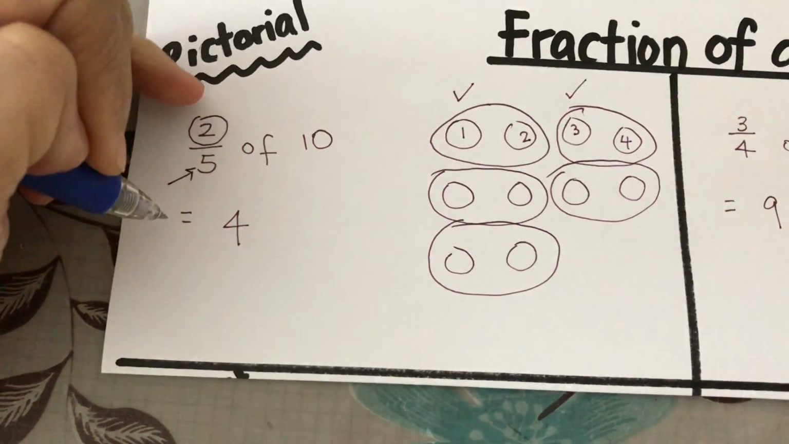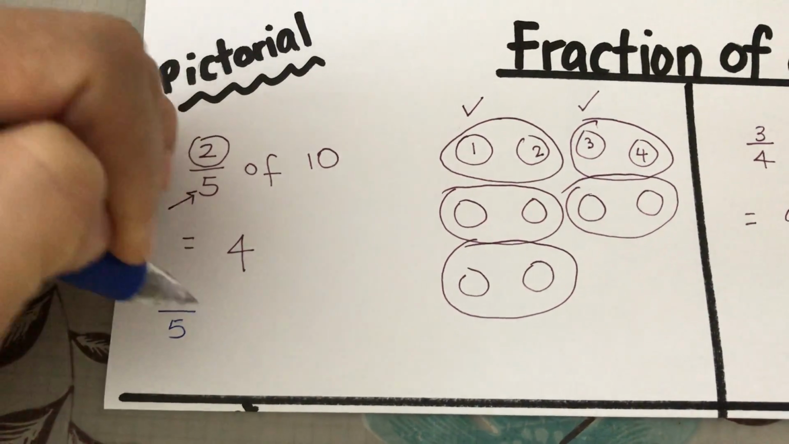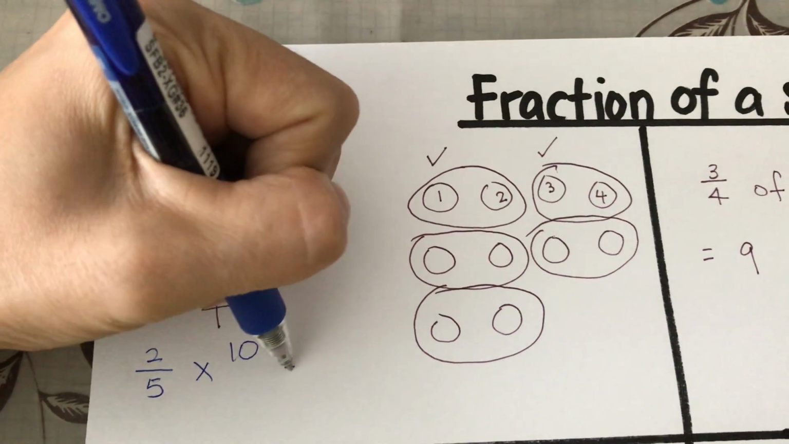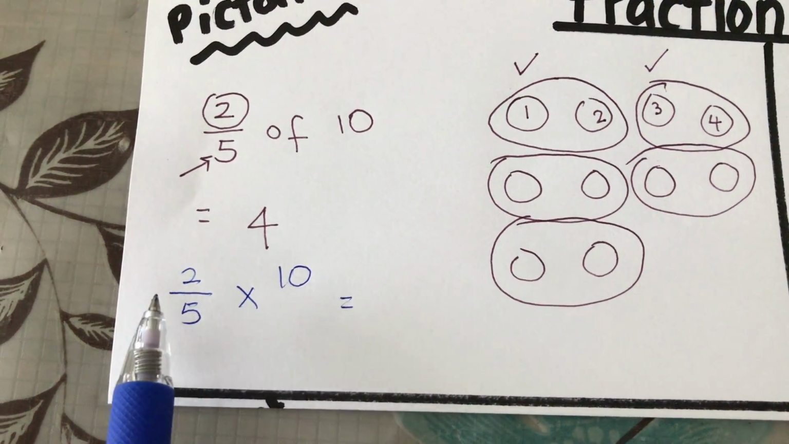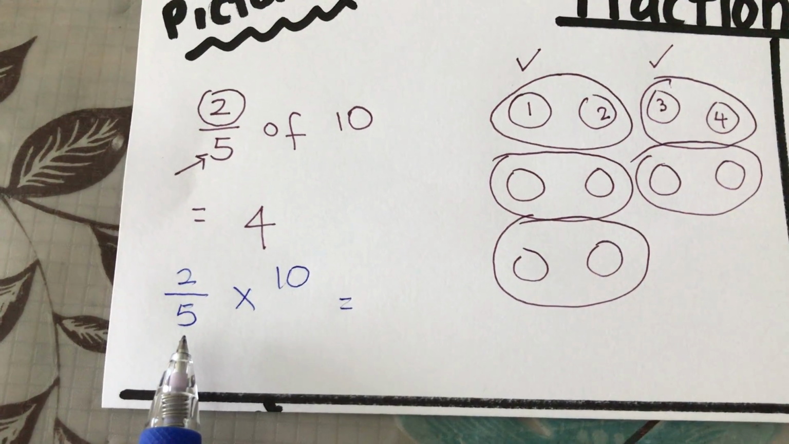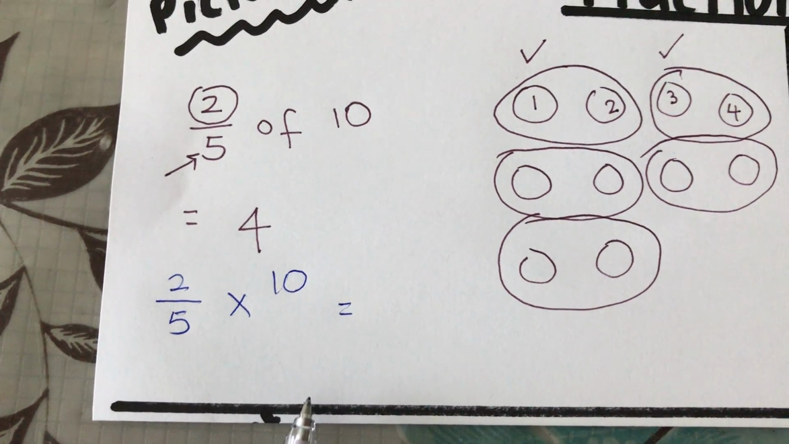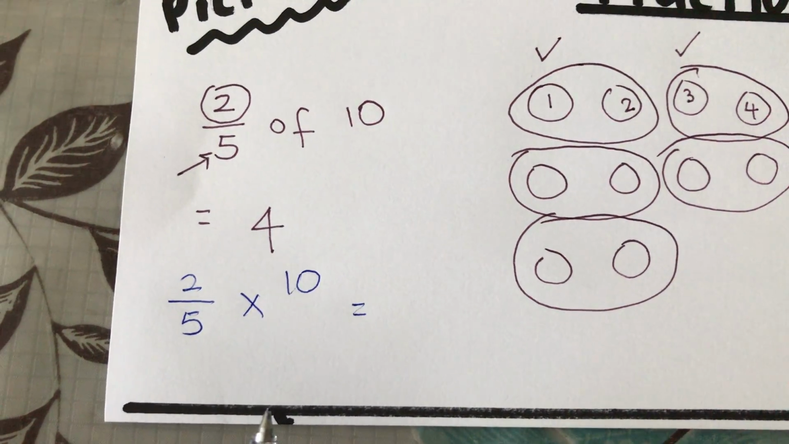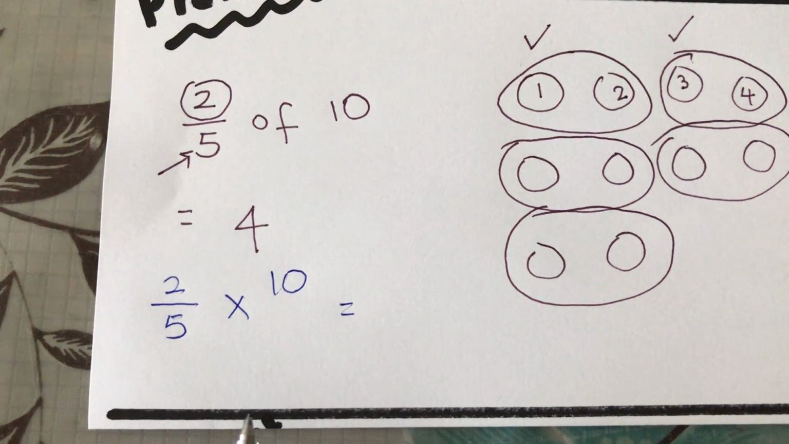So if we were to find 2/5 of 10, we can represent this as 2/5 times 10. The next step is to look at the numerators against the denominators and see if we have any common factors between these numbers. If you look at 10 and 5, yes, 5 and 10 have a common factor of 5.